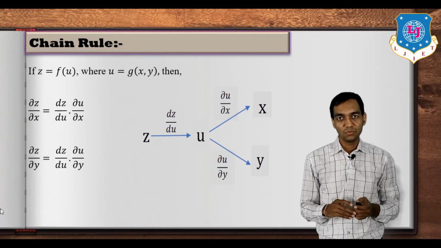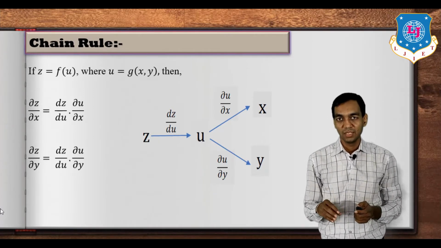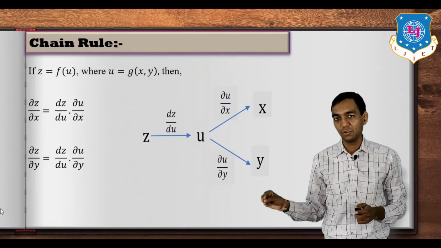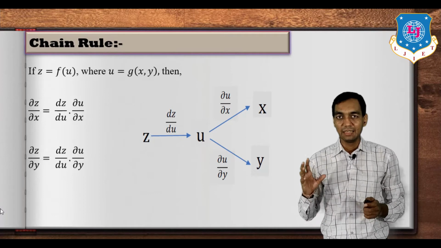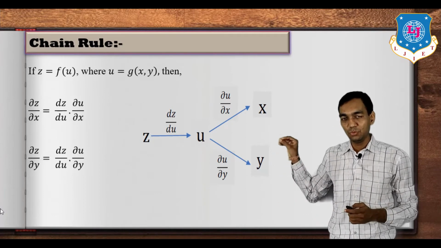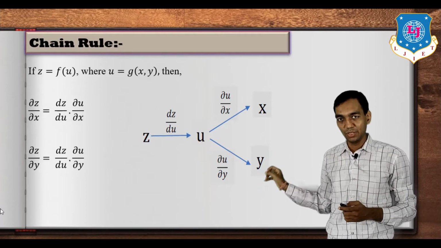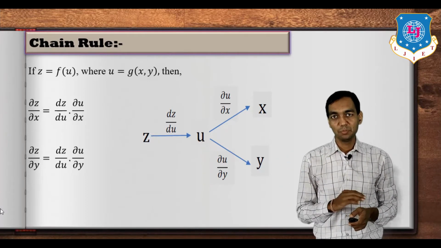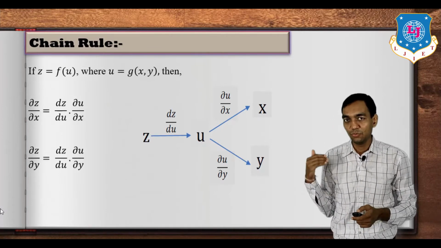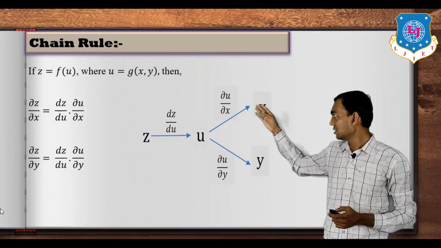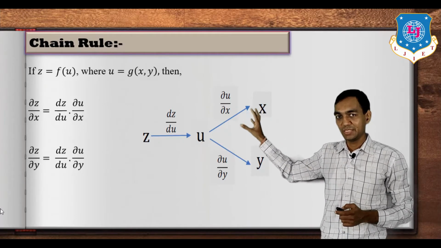Now what is a chain rule and what is the total derivative? Simple chain rule for a one variable function you have learned: y is some function of u and u is some function of x. Then you write dy by dx is equal to dy by du into du by dx, correct? That is the chain rule for a simple one variable. Now we are concerned with a multivariable function.